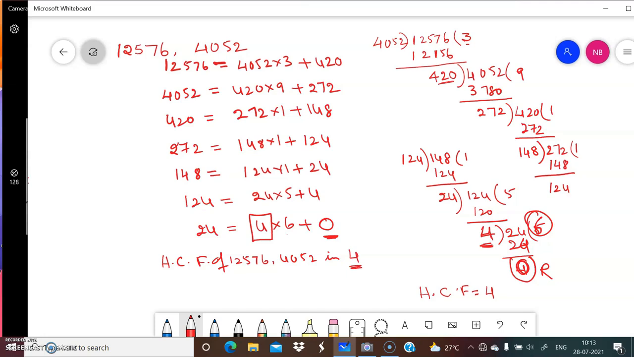So, just by taking the support of this division, you can write these steps of division lemma and you can find the HCF.